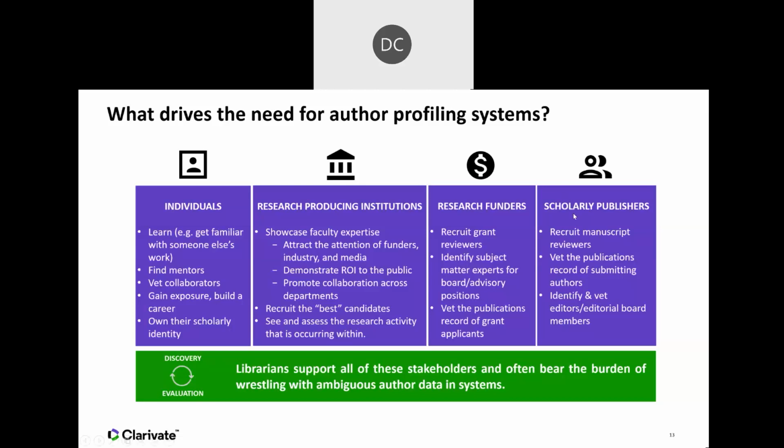For scholarly publishers, they use a clean profile to review the publication records of authors. They also use author profiles to look for potential editors or editorial board members, as well as reviewers for the manuscripts. And then the most important ones are the librarians and the administrators within the university, and they want to make sure that they are able to quickly report clean data to the management to show the return on research investments.